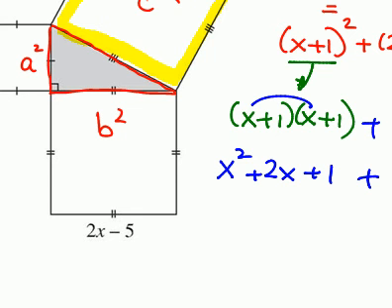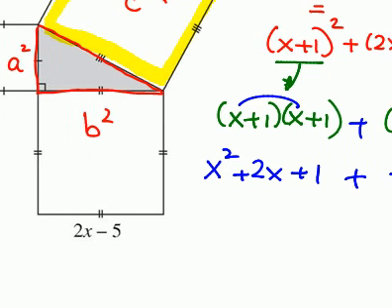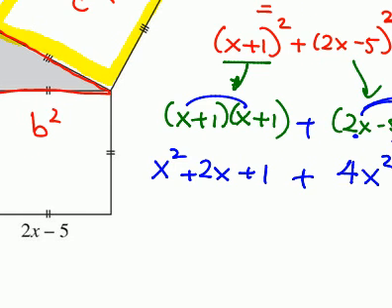What's 2x times 2x, by the way? You don't have to whisper, but 4x squared is correct. Okay, 2x times negative 5, negative 10x. Negative 5 times 2x, another negative 10x. And then negative 5 times negative 5 is 25. And then just collect like terms.